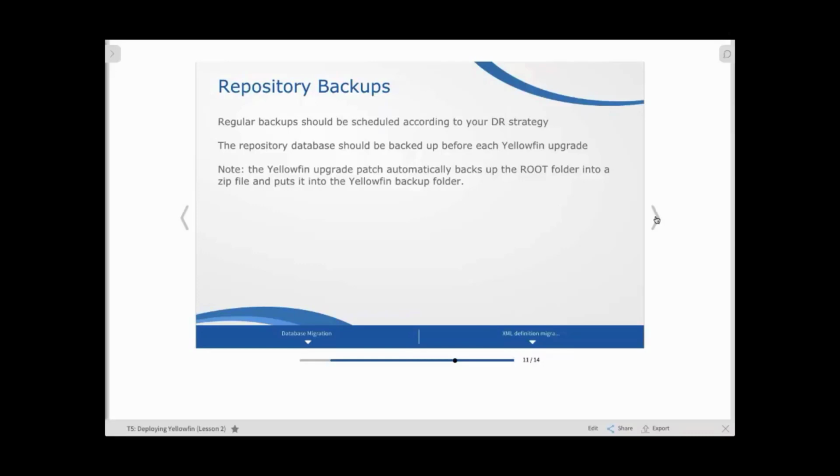Each time you download a patch from Yellowfin on the website and run that patch against your Yellowfin instance, it's going to automatically back up the root folder, which is the code base, into a zip file and place that into your Yellowfin backup folder. If you go to your Yellowfin installation folder now, you would see a folder called backup. And if you've patched your instance before, you'll see quite a few zip files in there, depending on the day you've done it. You can technically roll back to any step before if you wanted to. So it's a pretty handy process that they've done for you.